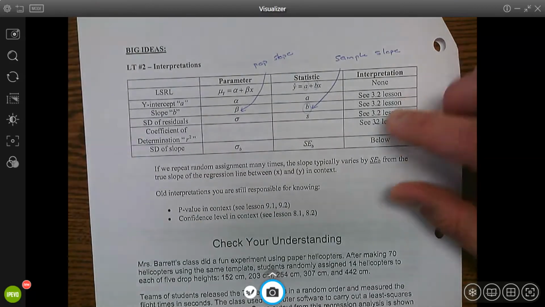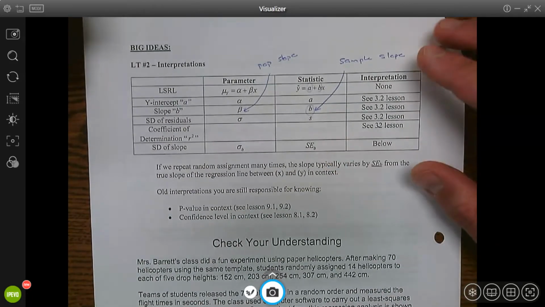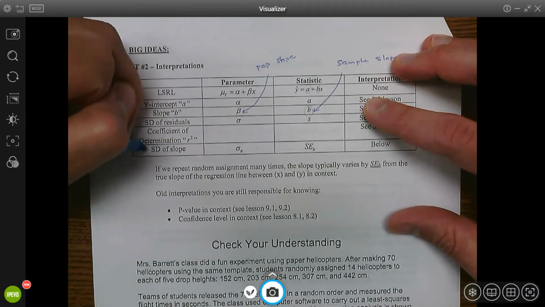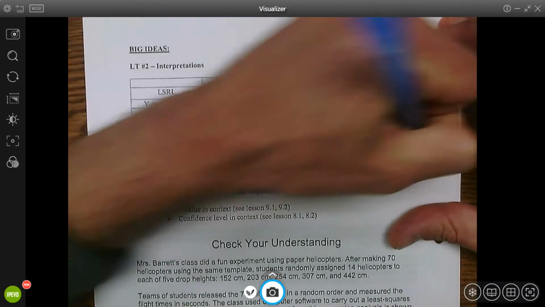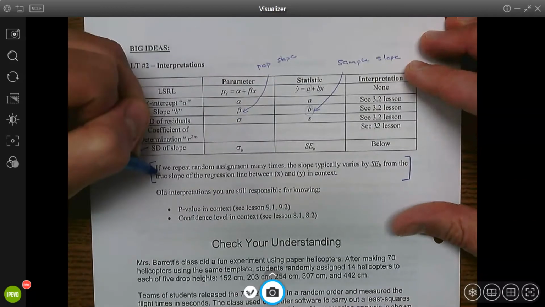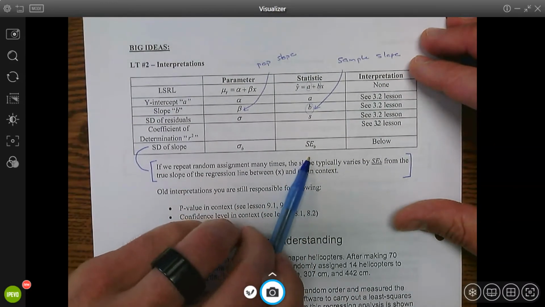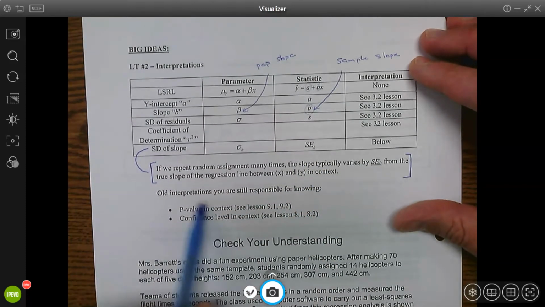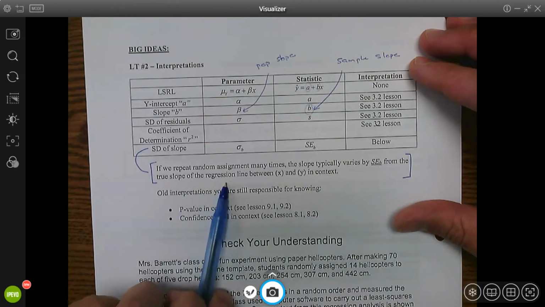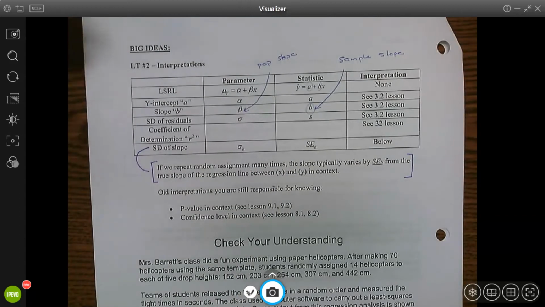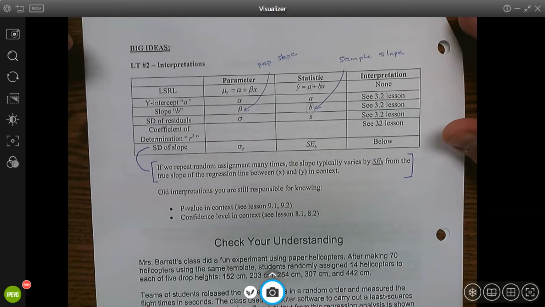Now the standard error of the slope, that's not something we discussed in that lesson, so I'm going to show you the interpretation here now. This is going to be: if we repeat the random assignment many times, that's how much the slope varies from the slope of the true regression line between whatever x and y are in context. And we'll take a look at a specific example here in a minute.